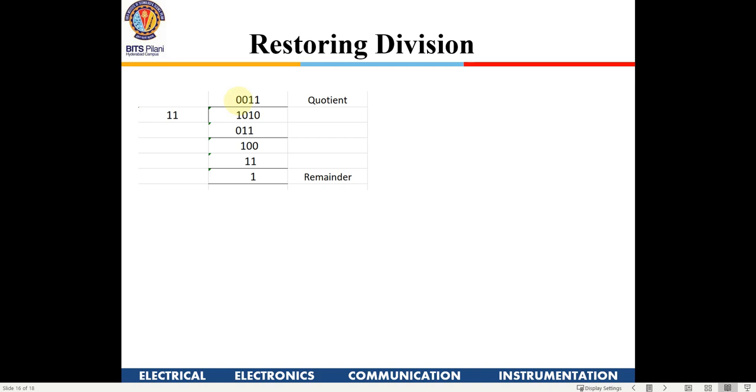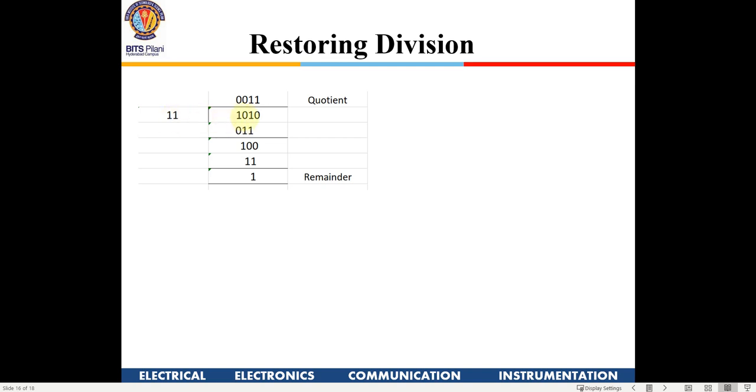Since it's a negative number, we are not going to change the result. Whatever subtraction we did, since it's a negative number, we are going to neglect that. That is why it's known as restoring division. The result of that subtraction, we are reverting it back as 1, coming back to the first step where we had taken only 1. Now we are going to take 2 bits, 1 and 0.